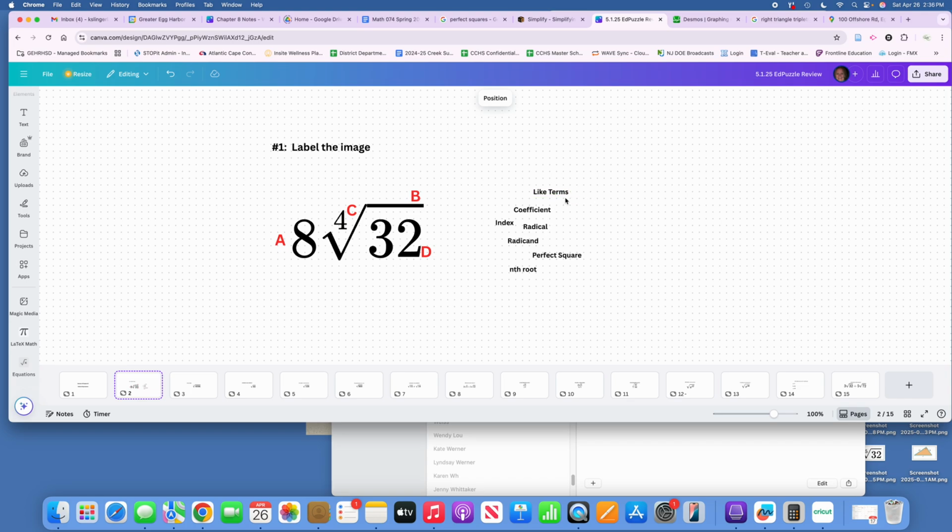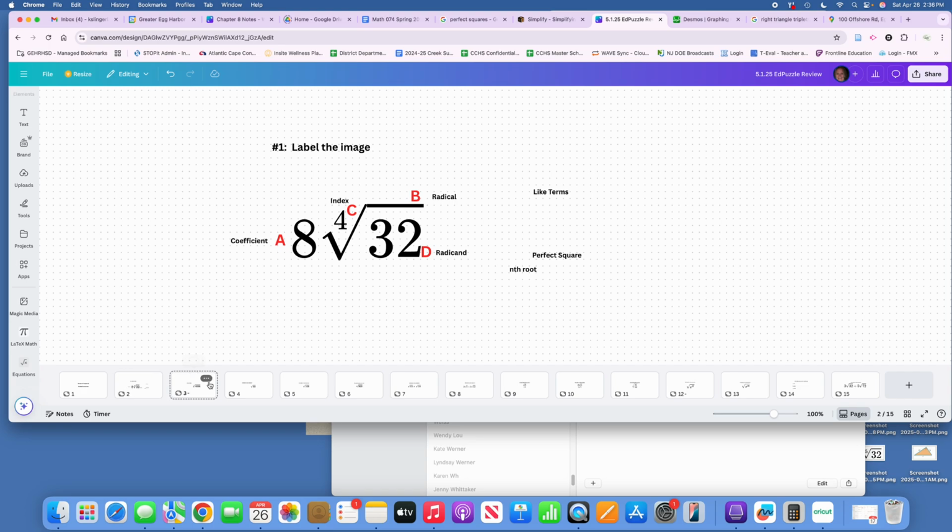Like terms is not really on here. Coefficient goes with letter A. Index goes with letter C. The radical symbol goes with letter B. And radicand goes with letter D. And all these other words were just there to distract you.